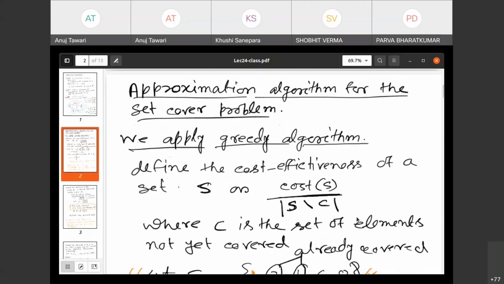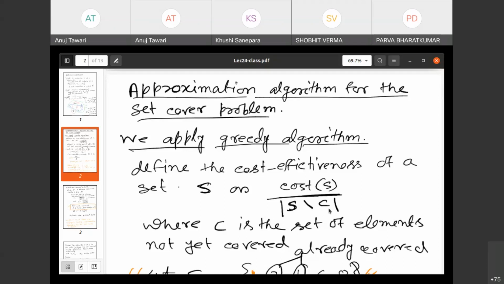Okay, so instead we will do this. Let's say we have picked some sets in our set cover. Okay, just one more thing. Yeah. So what we are doing is that let's say we have picked some sets in our set cover by this greedy approach. Okay. And let's say it's not covering all the elements, it has just covered certain elements and some are still uncovered. Okay. So I'll say that C is the set of elements which are covered. Okay. So this S minus C are the new elements. Okay.